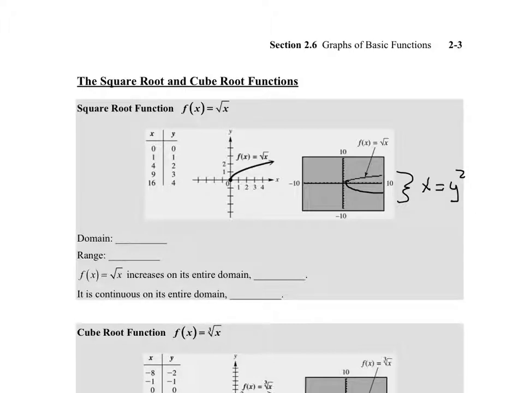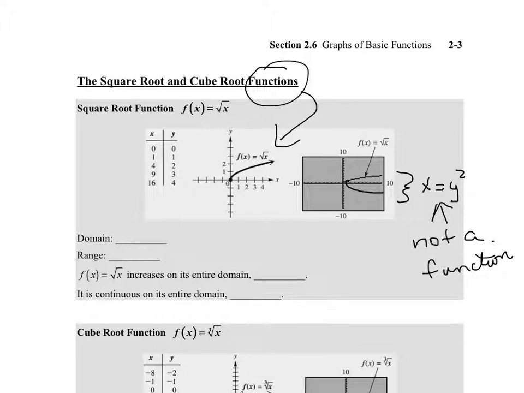Now the problem with that is that it doesn't pass a vertical line test. That is not a function. We can have two different y's that would go to the same x if we did that. So in order for it to be a function, we would have to use the square root of x and only have half of that sideways parabola.